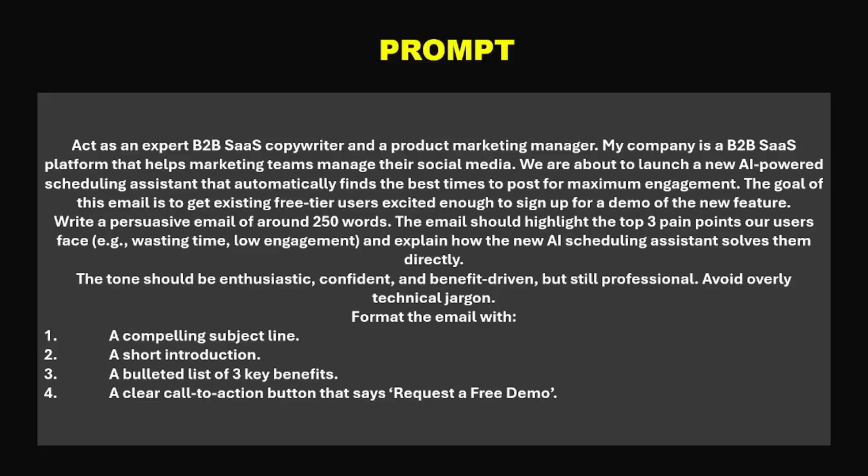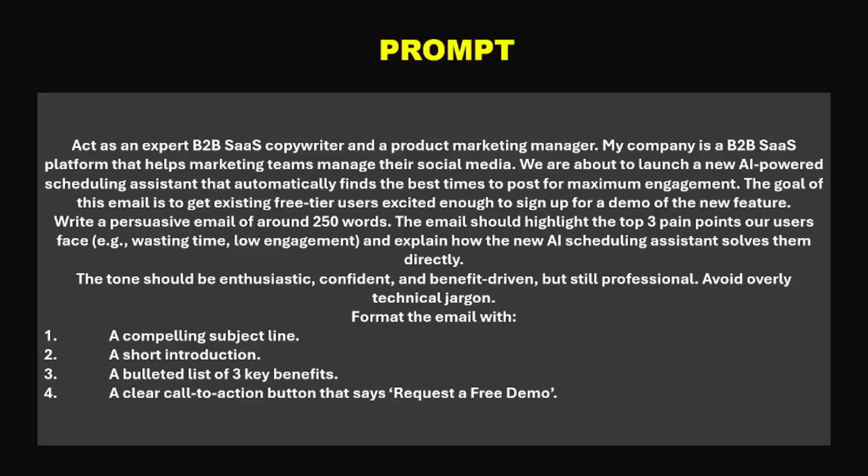We are about to launch a new AI-powered scheduling assistant that automatically finds the best times to post for maximum engagement. The goal of this email is to get existing free-tier users excited enough to sign up for a demo of the new feature. Write a persuasive email of around 250 words. The email should highlight the top 3 pain points our users face, for example, wasting time, low engagement, and explain how the new AI scheduling assistant solves them directly. The tone should be enthusiastic, confident, and benefit-driven, but still professional.